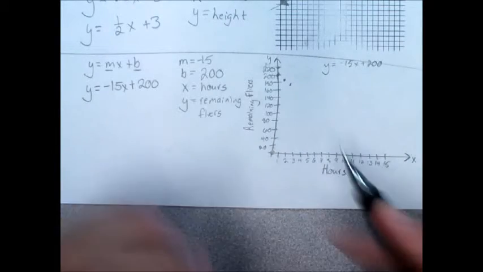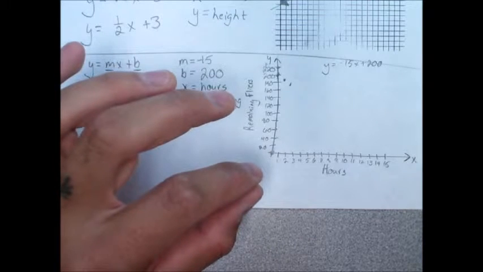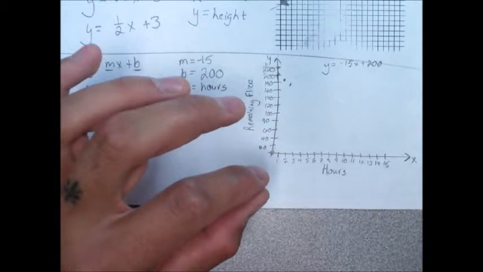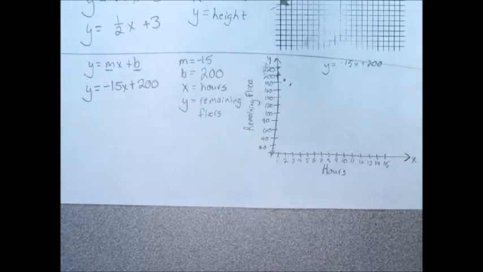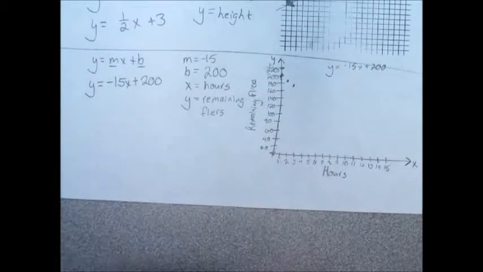So he says 5. What's 5 times 15? He says 75, so I could take 200 and subtract 75, and that would give me 125, but that's not an increment of 20, right? So it doesn't help us. How about 10? We know what 10 is, right? It'll give us 50, still not an increment of 20.